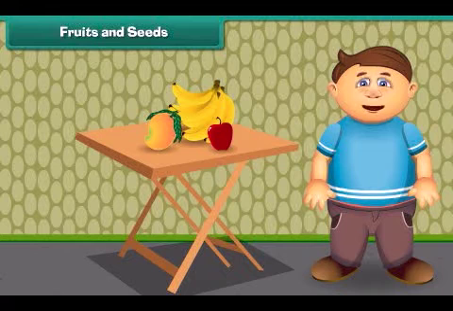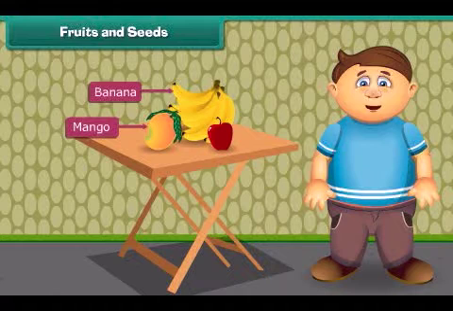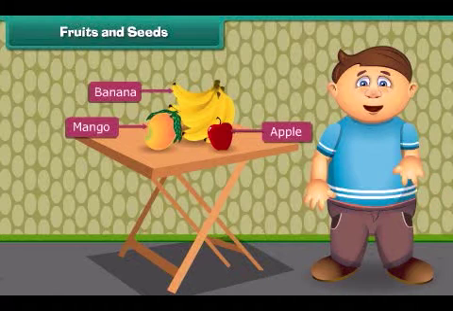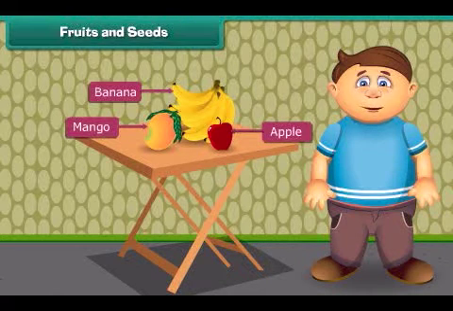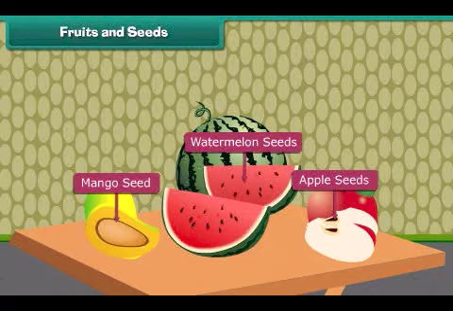I know that most of you like fruits. Fruit is the juicy part of the plant. It forms from the flowers of the plant. Fruits are of different shapes, sizes, and colors. Fruits are good for health as they contain many vitamins. Friends, seeds are present inside the fruits. Some fruits like mango have only one seed inside them, while others have many seeds, like in apple and watermelon.